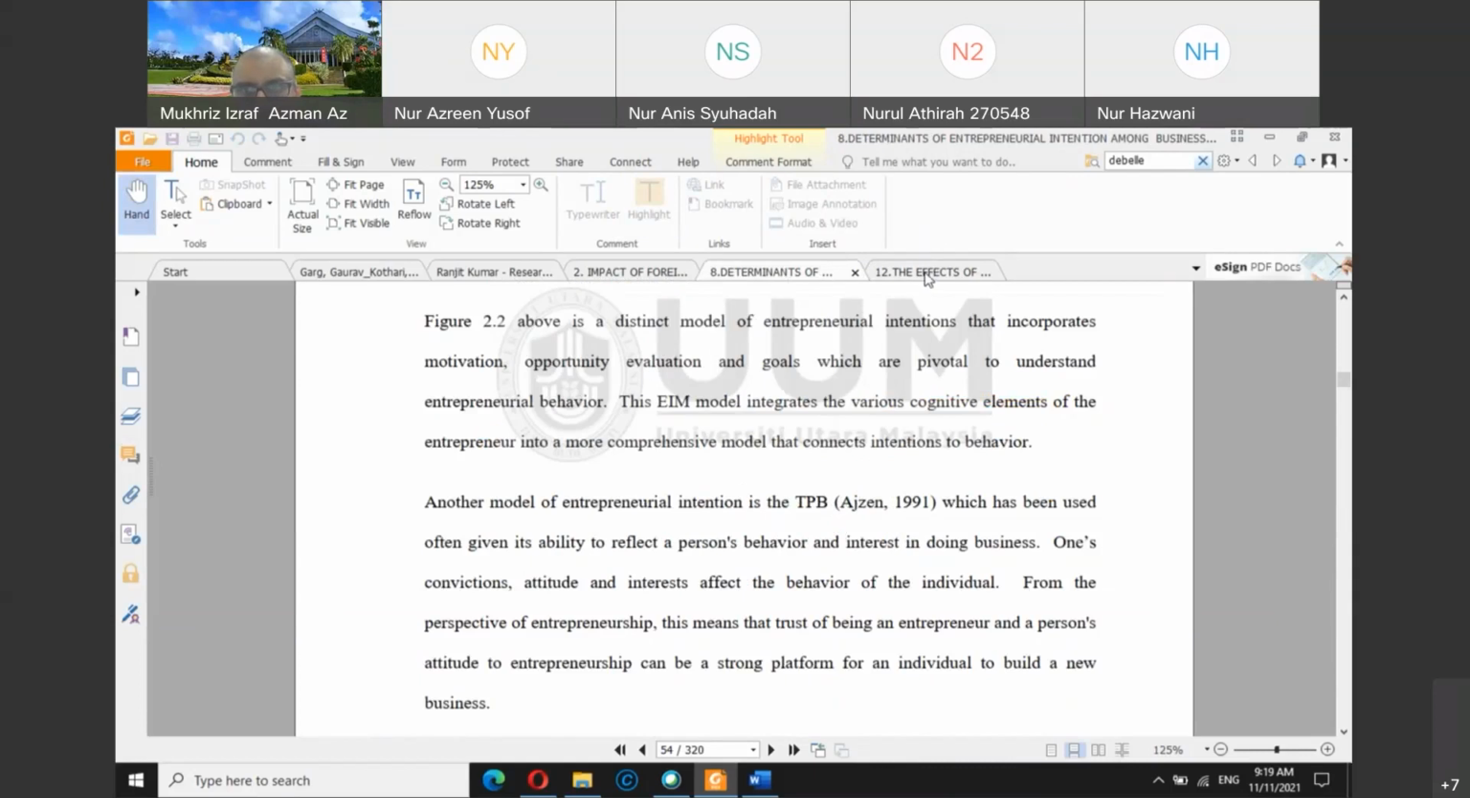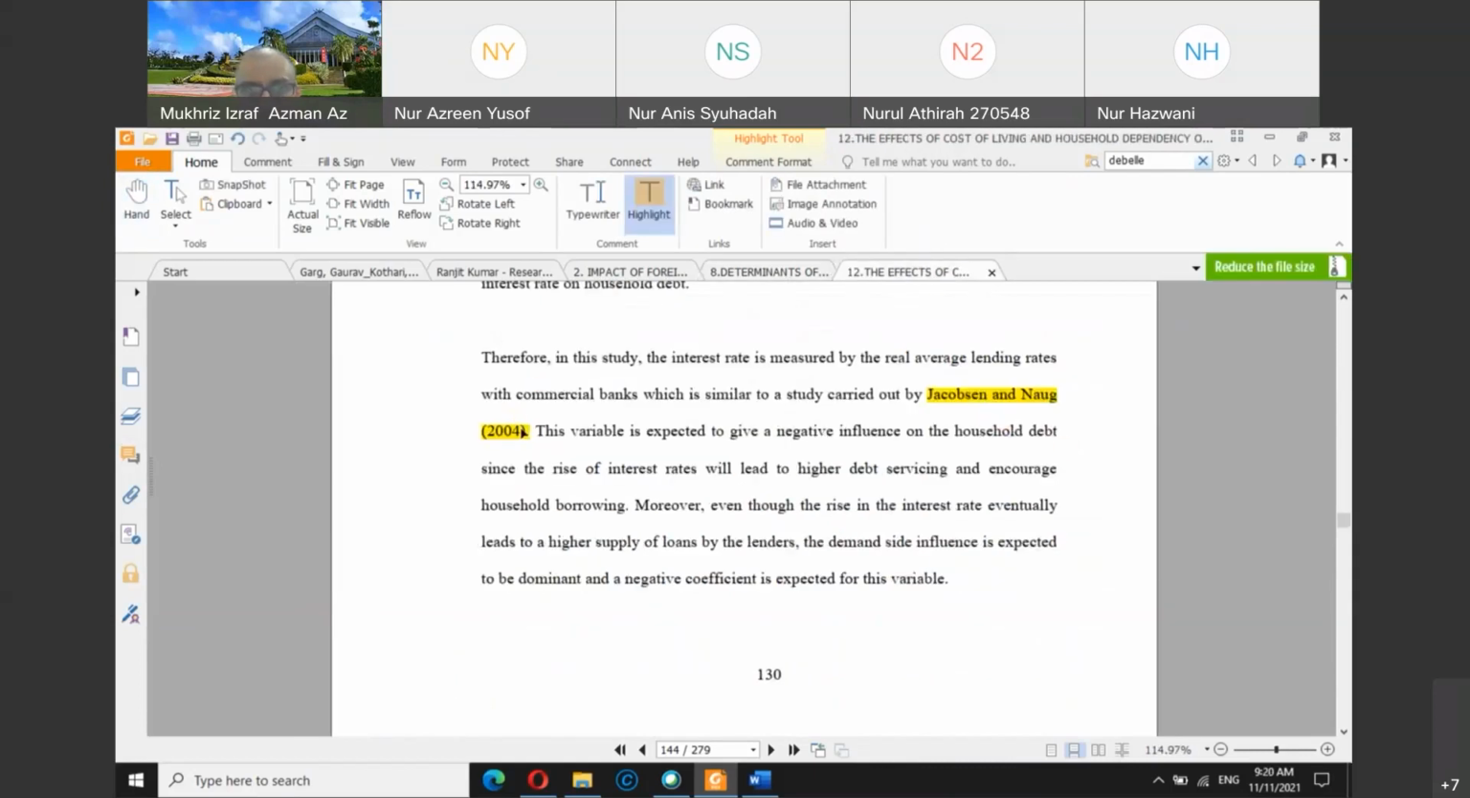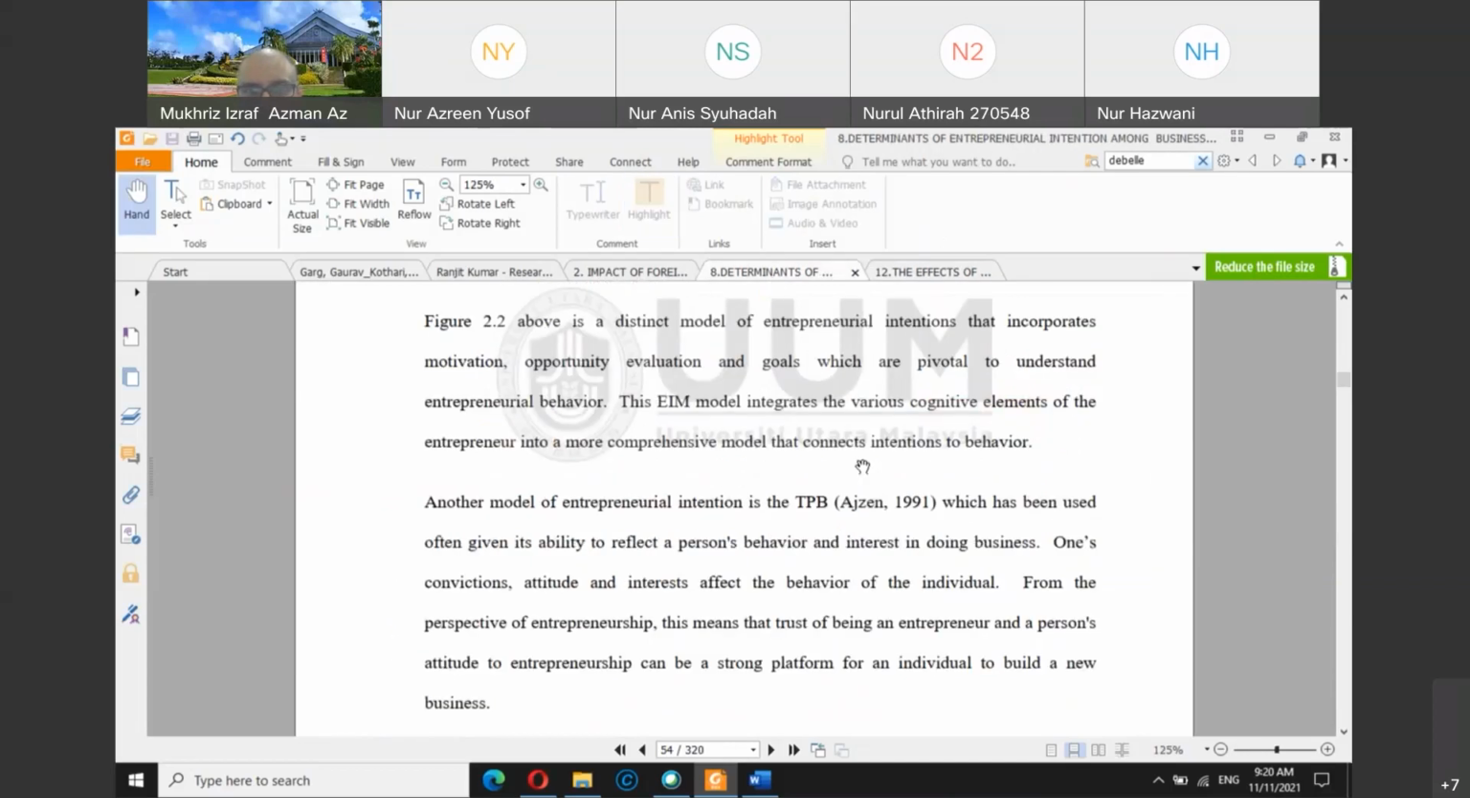Okay, compared to the author's name outside followed by the year. Okay, if the name of the author is outside the year, this is inside the text. But if you put it like this, the name of the author and the year within the same bracket, then this must be at the end of the text.